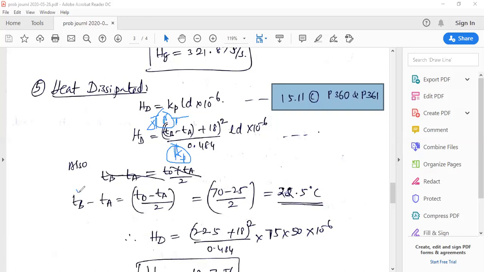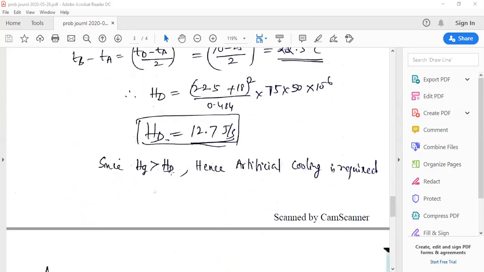Since bearing temperature is not given, so we have another equation, Tb minus Ta is equal to T naught minus Ta divided by 2. So T naught is 70 assumed, Ta is 25 degrees centigrade, that is also assumed, so that the rise in temperature is 22.5 degree centigrade. So after substituting all the values, what we get here is the value of Hd as 12.7 joules per second.